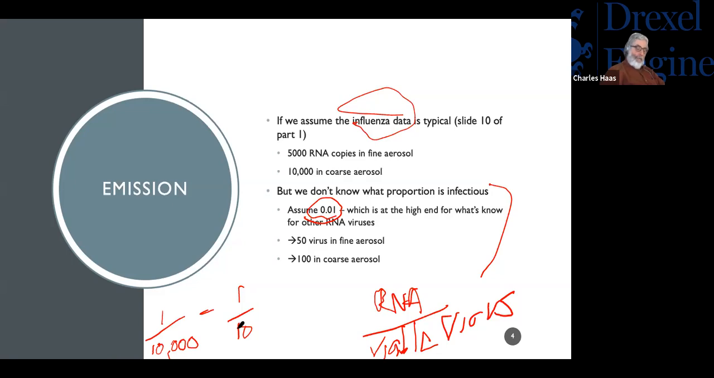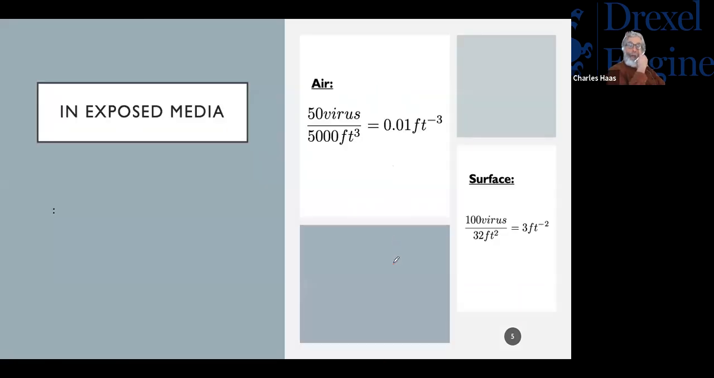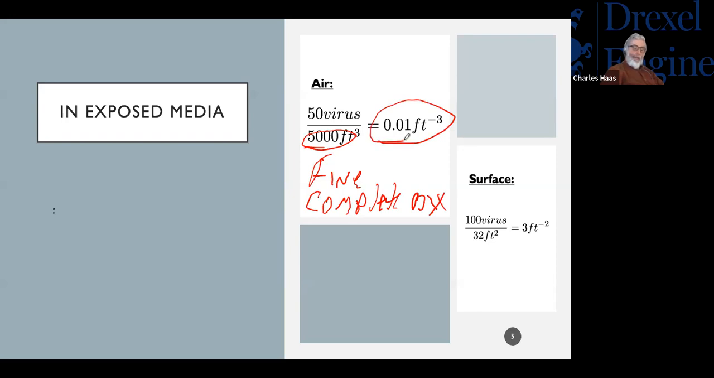Applying this ratio, we have 50 viruses in the fine aerosol, 100 viruses released to the room in the coarse aerosol. Now the concentration in the exposed media for the fine aerosol, we assume completely mixed with room volume. 5,000 cubic feet gives us 0.01 viruses per cubic foot. On the surface, assuming that all the viruses will deposit to the table, we get 3 viruses per square foot.